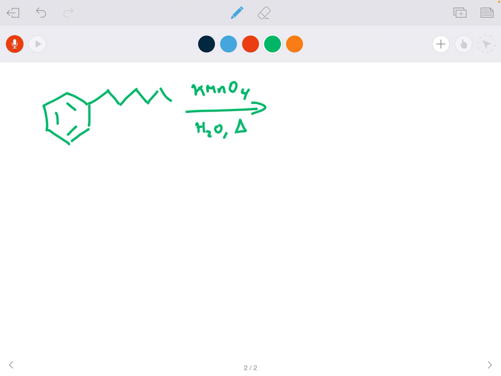One common reaction used at the benzylic position is the oxidation of that position to a carboxylic acid. So that's going to take place with potassium permanganate. So say that's my reactant. If I react it with KMnO4, so potassium permanganate, along with water and heat, my product will be benzoic acid.